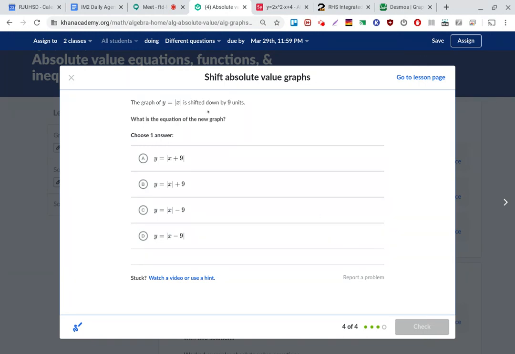All right, which graph is shifted down? Okay, down is not inside. It must be outside. Okay, right here. Remember, on the outside of the absolute value, it's normal. Plus means up, minus means down. Inside, it's side to side, backwards.